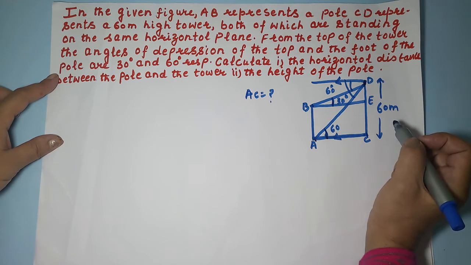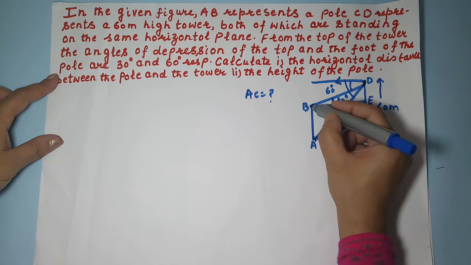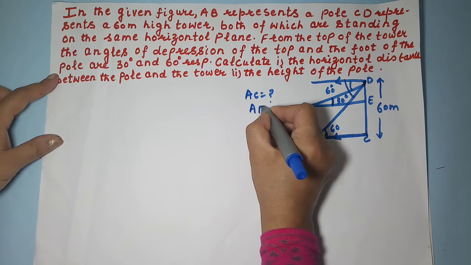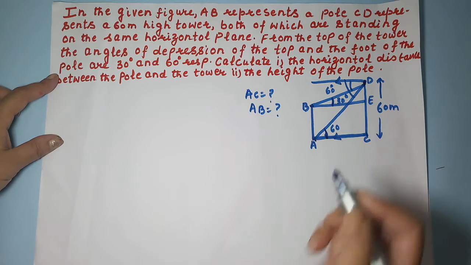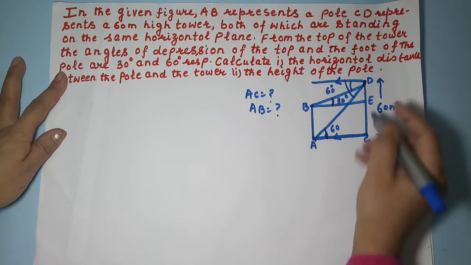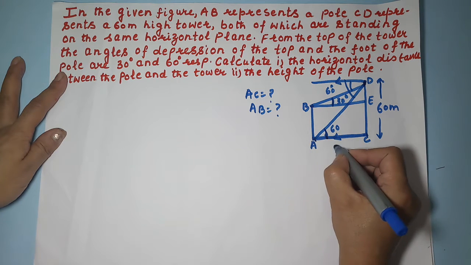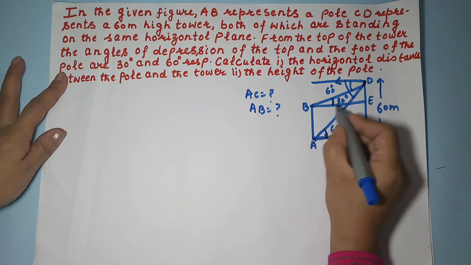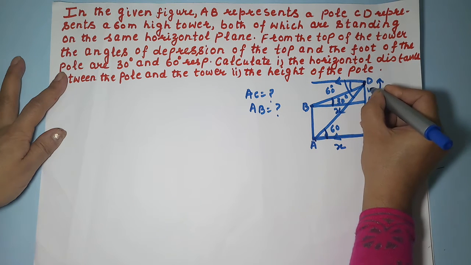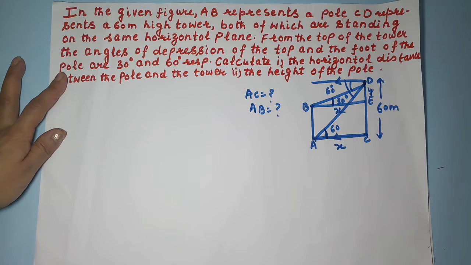And the height of the pole, AB, we have to calculate. Height of AB. These are the two things that we have to calculate. Let's take this distance as X. Then BE will also be X. And let's take this distance as Y, DE as Y.